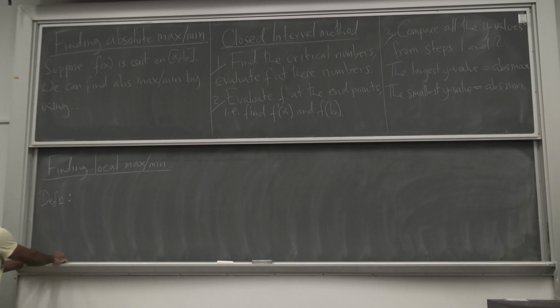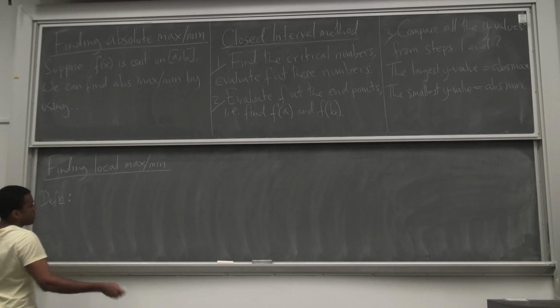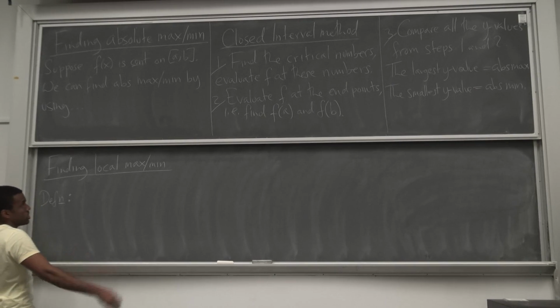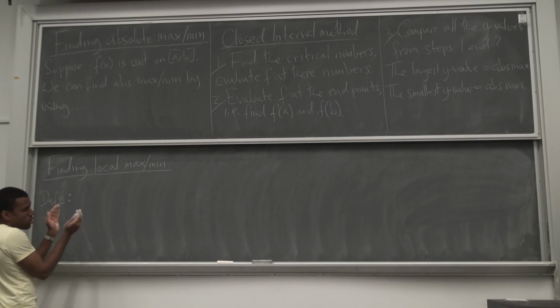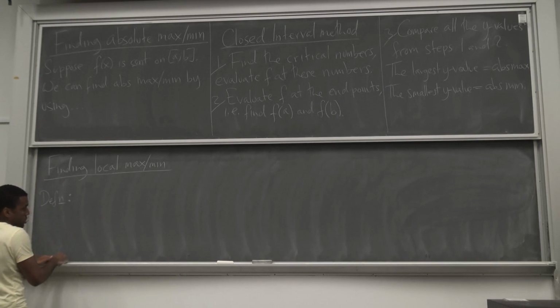I have to define what's a local maximum. Remember, the absolute max or min was the biggest guy in general, or the smallest guy in general. A local maximum is just talking about the biggest guy in some small local region, or the smallest guy in some small local region.